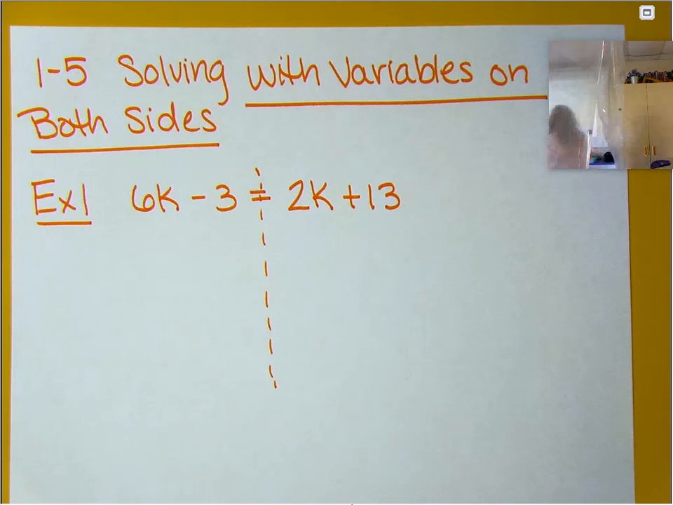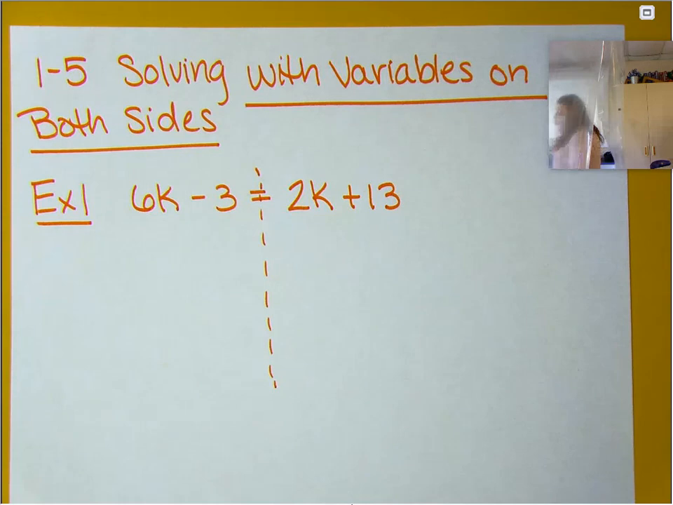We could start by subtracting 6k to both sides if we wanted. We could add 3 to both sides if we wanted. Or we could start on this side. We could subtract 2k. Or we could subtract 13. You have 4 choices on how to start, which means you 2 and 2 other people in the class, 4 people could start it all differently. But everybody should end up with the same answer.